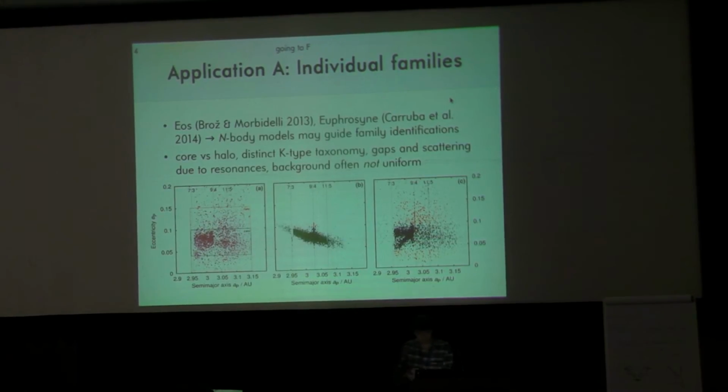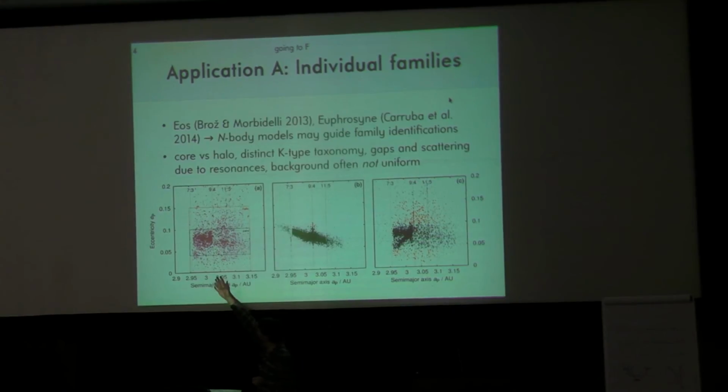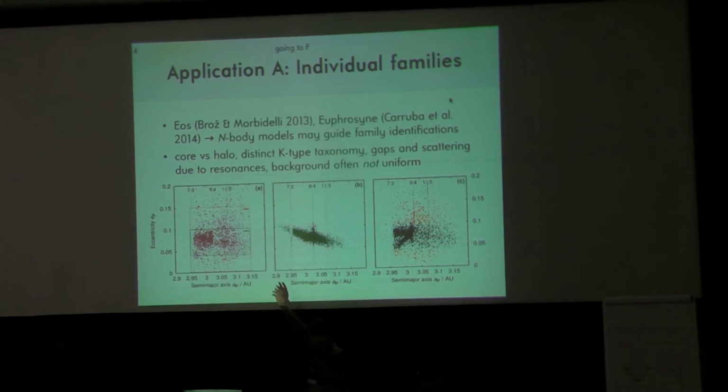Okay, so we move on to applications. First, we of course try to apply these models to individual families. I'm going to show you the Eos family down there, always semi-major axis versus eccentricity. These are observations, but not all of them. We selected the observations of K-type asteroids, which have a distinct taxonomical class. You see that they are really spread all across the region.